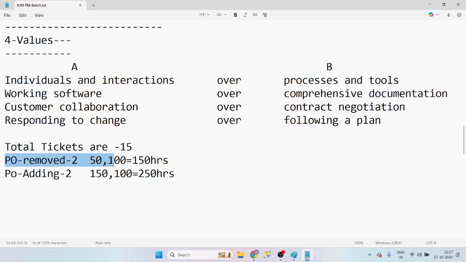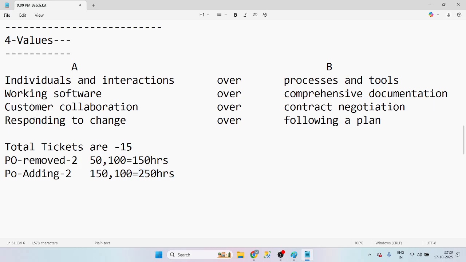Previously we agreed for 15 tickets. In that, 150 hours is removed, 2 tickets removed. Now he is adding 2 tickets and that is for 250 hours. Is this appropriate or not? No. Why? We need to work an extra 100 hours. Do we have this capacity? No.